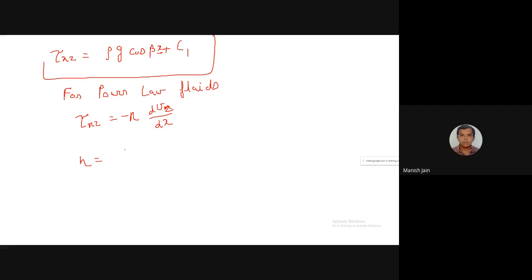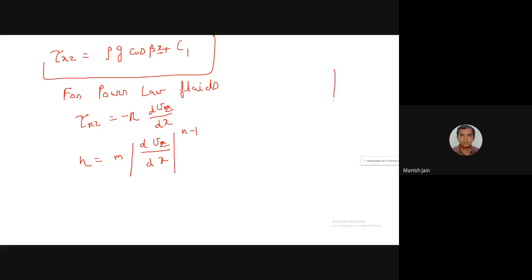m dvx by dvz by dx to the power n minus 1, eta equal to m inside the mod sign dvz by dx to the power n minus 1, where m and n are the two parameters of the power law model. Okay. Now first you have to remove this mod sign.